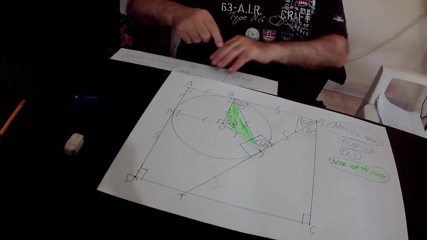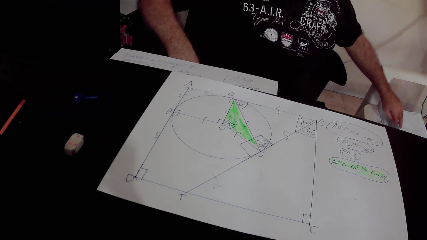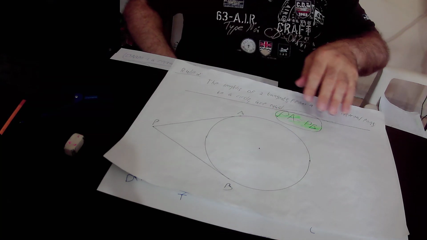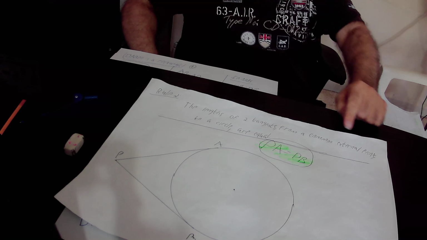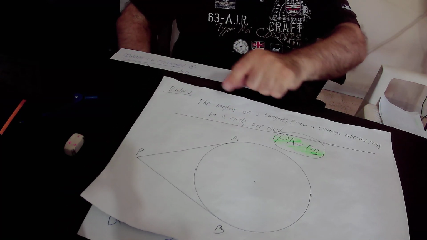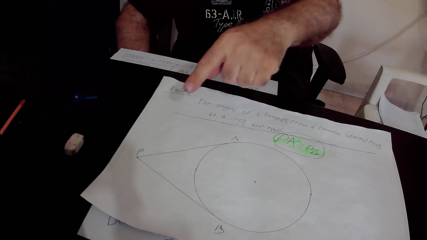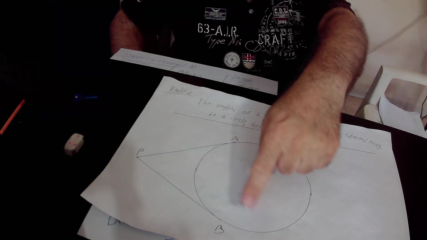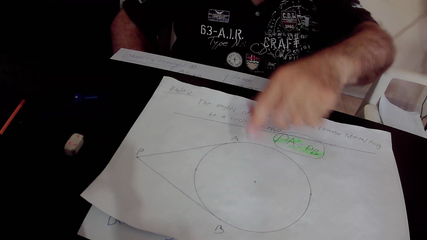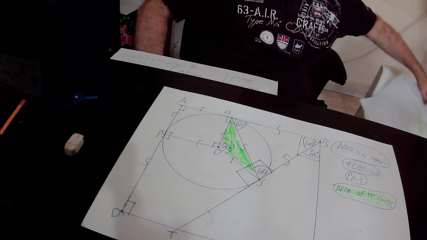Then I presented to you rule number 2 and we implemented rule number 2 in our drawing. According to rule number 2, the lengths of two tangents from a common external point to a circle are equal. We have the common external point, point P. From point P, we have tangent PA and tangent PB. According to rule number 2, they are equal to each other. That is to say, PA equals PB.